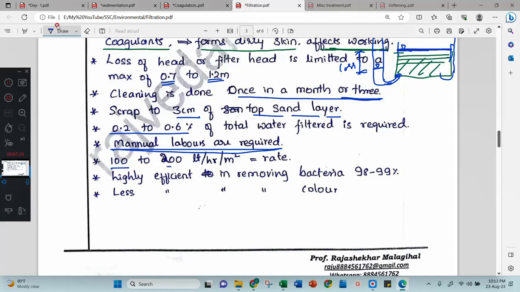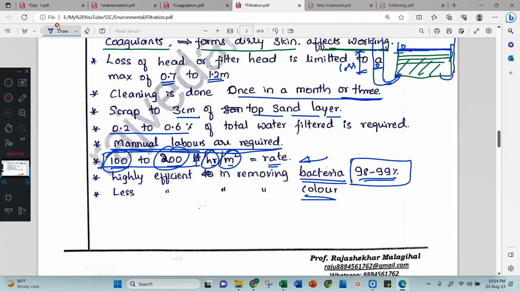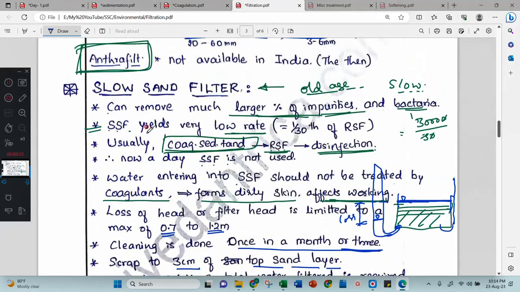The rate is 100 to 200 liters per hour per meter square. It is a very small rate. Only 100 liters it is giving in 1 hour for 1 meter square. Therefore it is very slow sand. And it is highly efficient in removing bacteria. As I told, like old age, experienced people, 98 to 99% bacteria will be removed. Then it is less efficient in removing color. This is your slow sand filter.